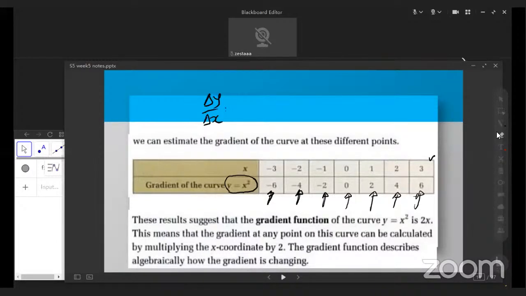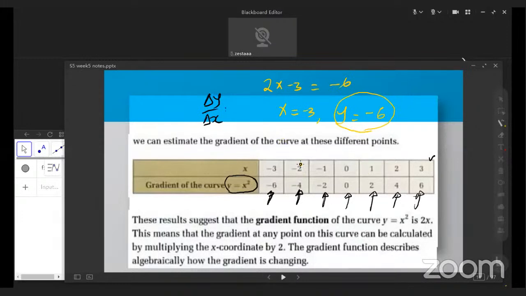Now, from this gradient that we do have, there is something that we need to build. You realize that if your x is -3, your y is -6. What does that show? It means that y will be 2 times x. For example, when you get 2 times this -3, you're going to get -6.